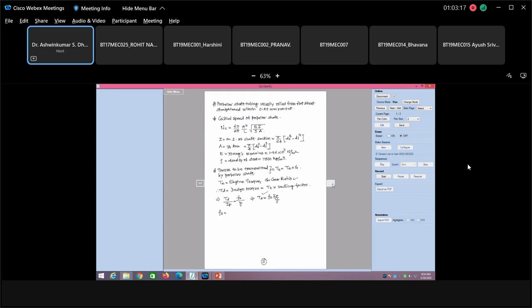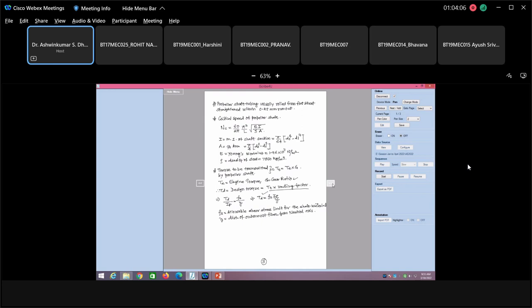Fs is allowable shear stress limit for the shaft material, and Y is distance of outermost fiber from neutral axis. Please understand that this expression I have written includes the load factor.